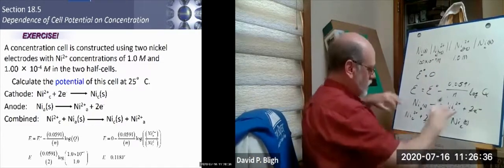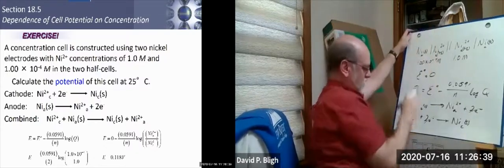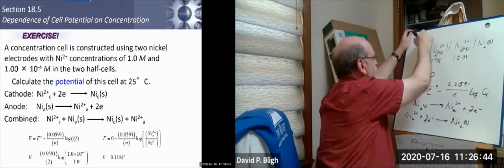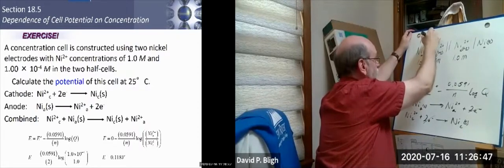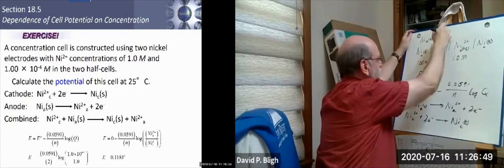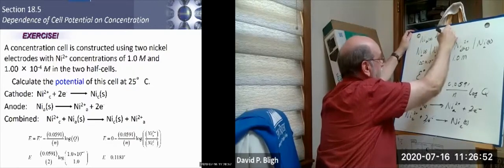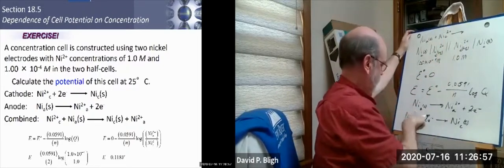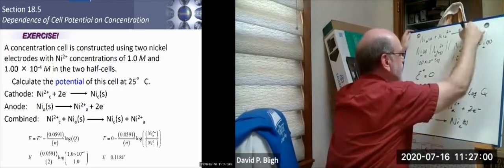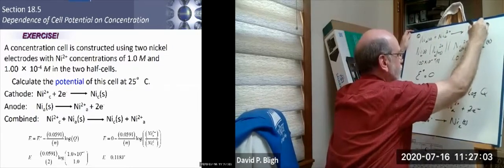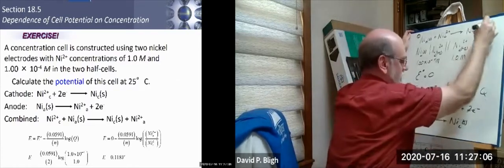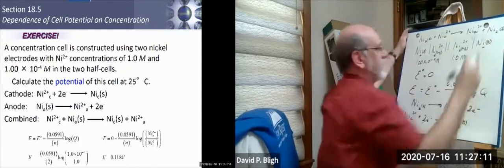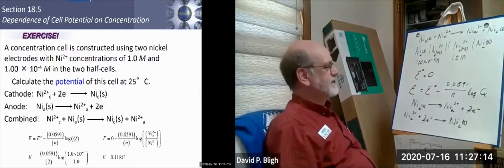let's see, maybe I can write it up here on top. We're going to have nickel anode solid plus nickel 2 plus cathode yields nickel 2 plus anode and nickel cathode solid. Okay, that's the balanced equation.